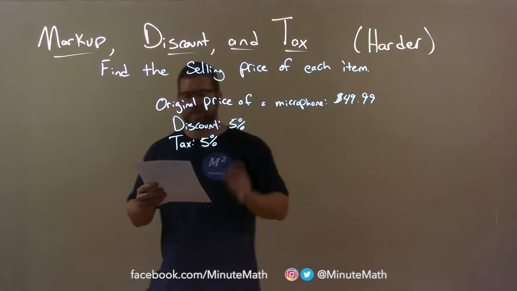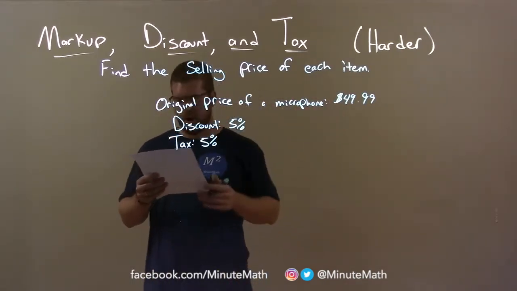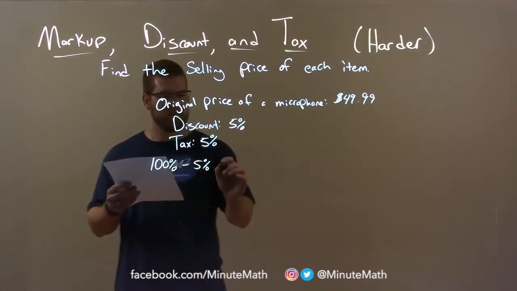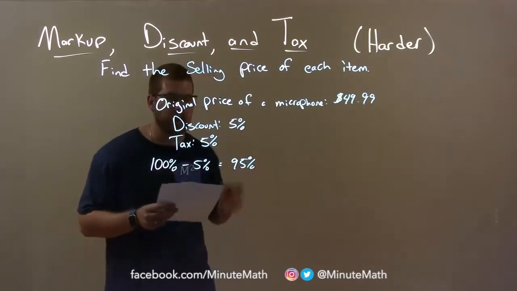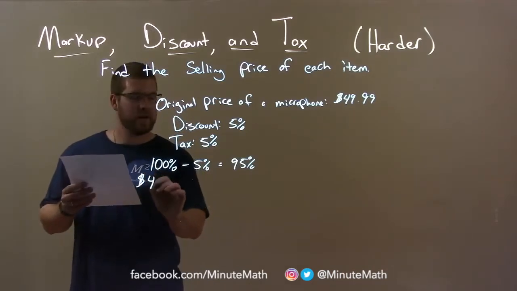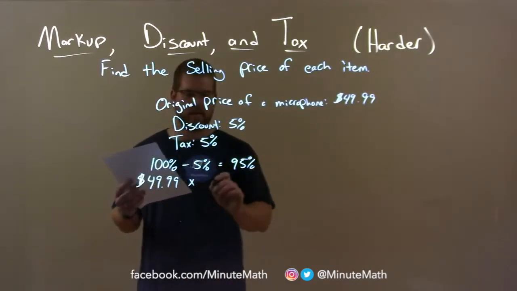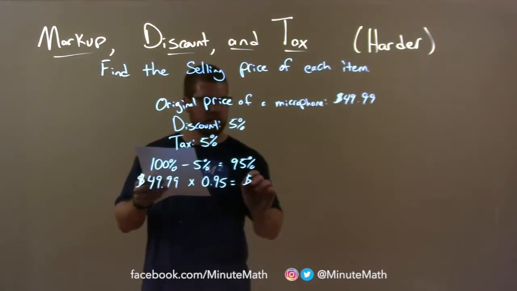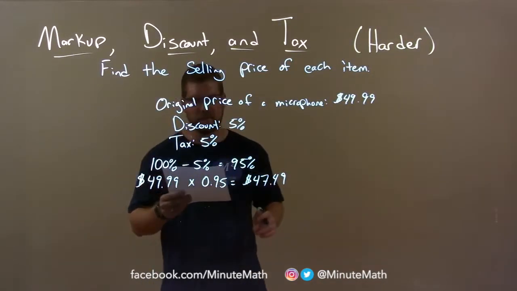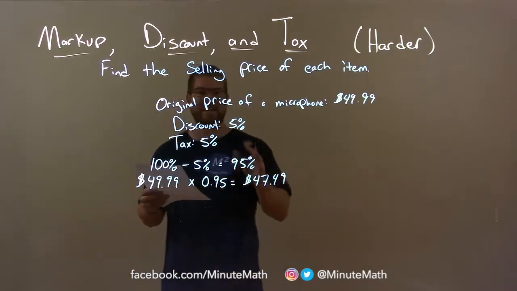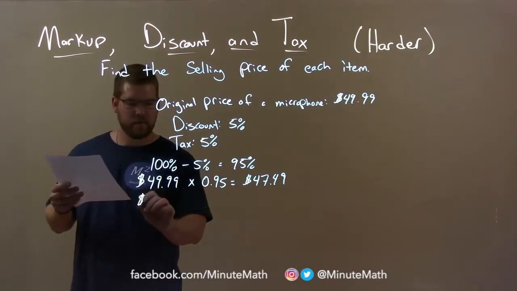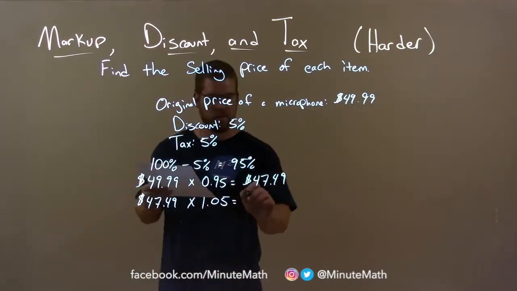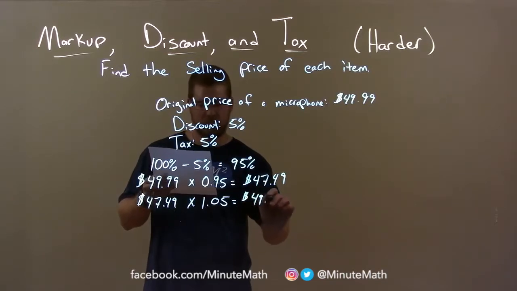Well, first we take the original price and we apply our 5% discount. 100% minus 5%, that 5% discount really means we pay 95% of the original price. So to calculate that, original price $49.99, and we multiply by 95% as a decimal, 0.95. This gives us a price here of $47.49. And then now we're going to have a 5% tax on top of that. So we take $47.49 and multiply that by 1.05, 5% tax. This comes out to be $49.87.